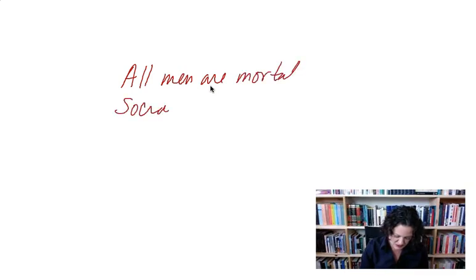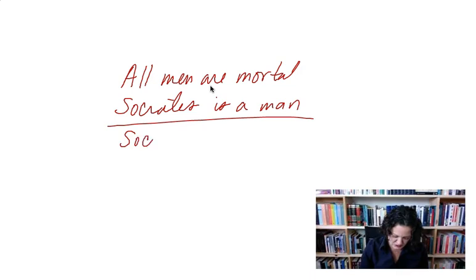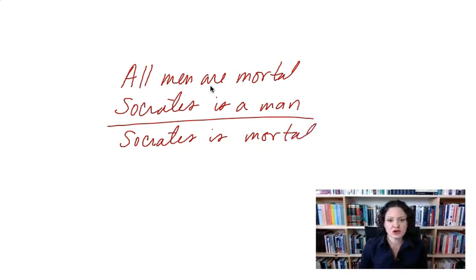Socrates is a man. And the conclusion is Socrates is mortal. All right. Now, what we have are three terms I'm going to show you. Here in our conclusion is the S term. This is the subject of the conclusion. This is our P term. It's the predicate of the conclusion.